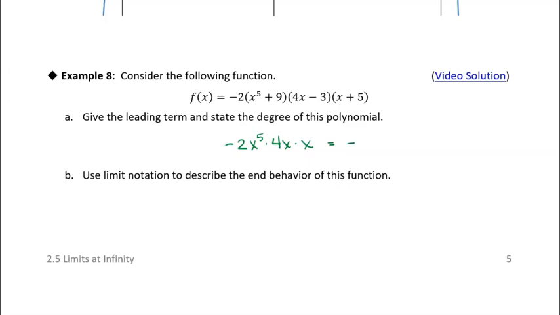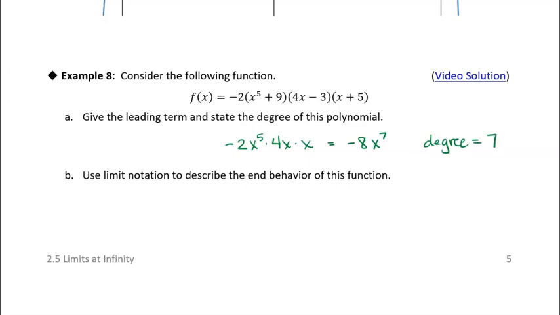So it looks like this is going to be a -8, x to the fifth times x times x. So remember, you just add the exponents, right? x is x to the 1, so we end up with x to the 7th. That's the leading term. And what's the degree? The degree of the polynomial is the power. The degree of this polynomial equals 7.